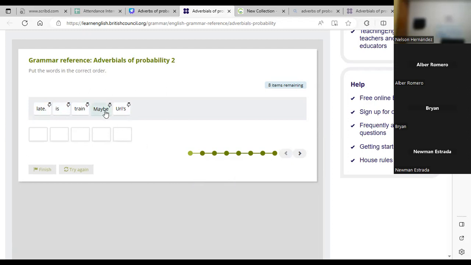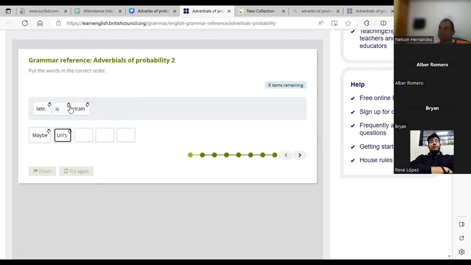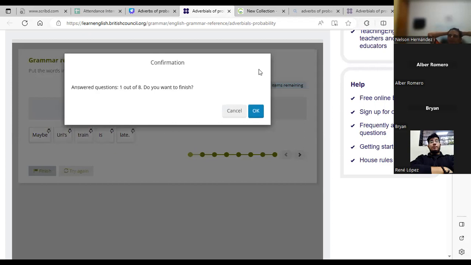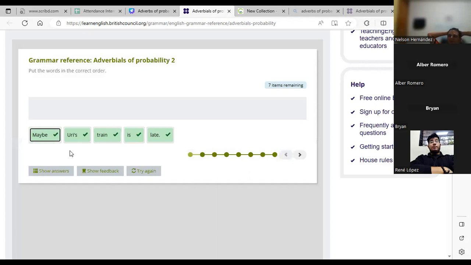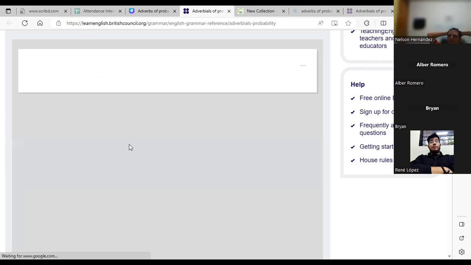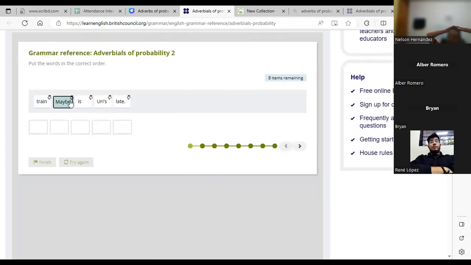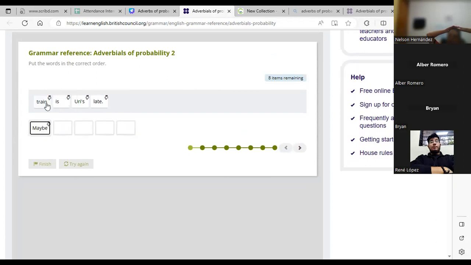Maybe Yuri's train is late. Okay, perfect. He's late. We are going to check this later. Okay, let me try again. Sorry, so maybe, because maybe is used at the beginning, maybe Yuri's train is late. Okay, good job. We have one, and we will move to the next one.